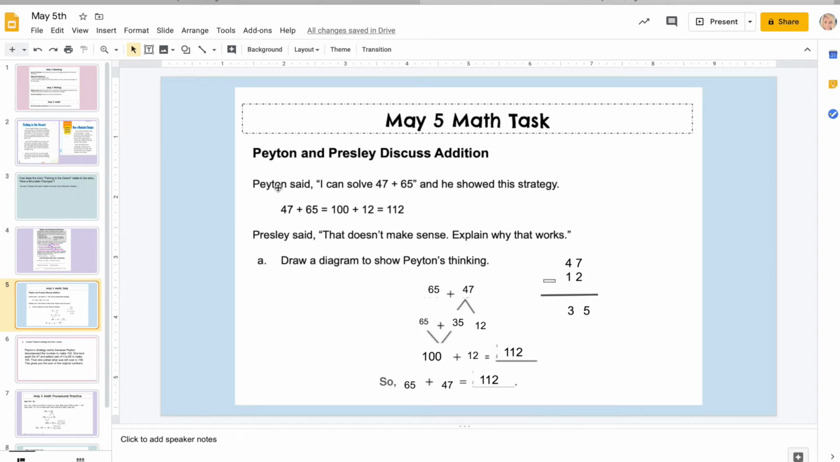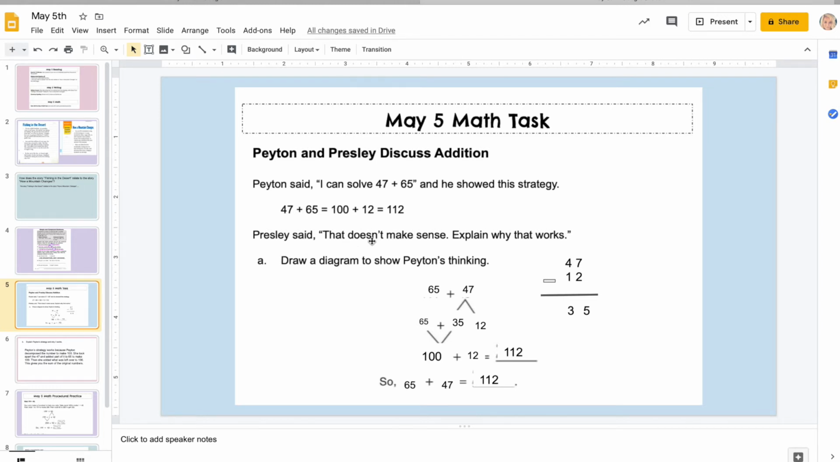So here we have a math task. Peyton and Presley discuss addition. Remember, addition was we're finding the sum, so you're adding those two numbers together. Peyton said, I can solve 47 plus 65, and he showed this strategy: 47 plus 65 equals 100 plus 12 equals 112. So this is the strategy that Peyton used.